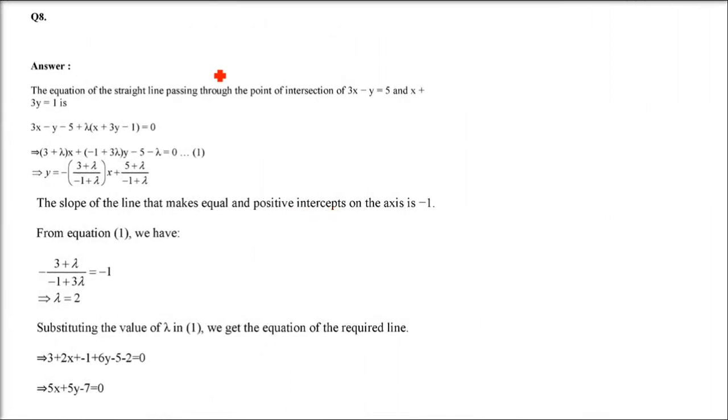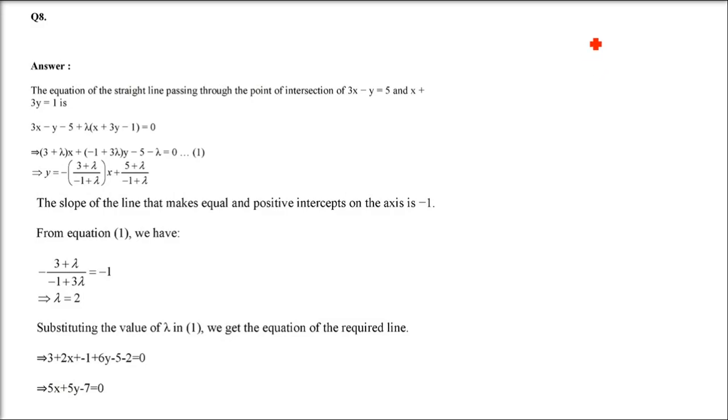Question number 8. Find the equation of the straight line which passes through the point of intersection of these two lines and makes equal and positive intercepts on the axes. Exactly the same, or I can say a bit simpler, because a and b are not given; a and b are equal here. So equal and positive.